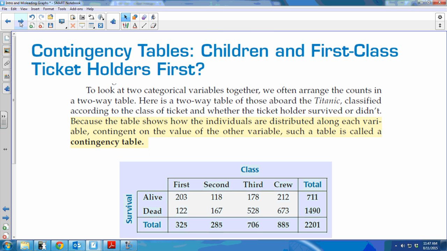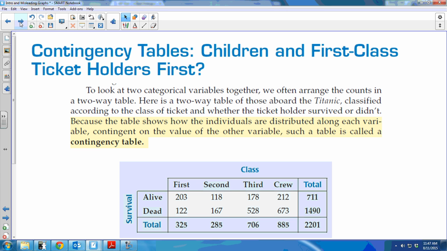So here's the next part of chapter 3. Still talking about categorical data. You could have categorical data in a two-way table. So you read the big intro to chapter 3 last night. You know it's about the Titanic. That's what they're going to talk about. So here we have a two-way table about the Titanic.